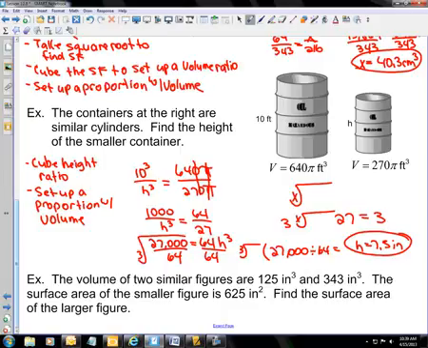You can use the cube root of the volume. Yeah, and then you did a direct proportion. Yeah, that worked too. Hey, Maddie. He said he took the volumes and took the cube root of those and got the scale factor and then set up a direct proportion with the heights, and that would work too.